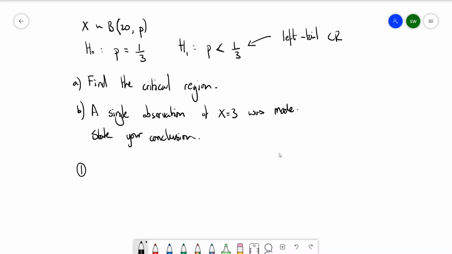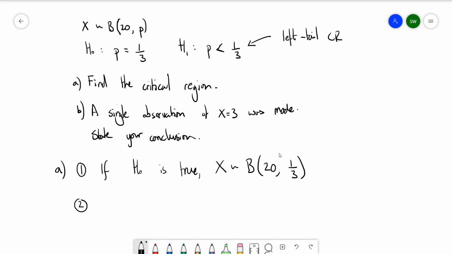So the first step for finding the critical region, and this will almost always be your first mark, is to say: if H0 is true, what distribution does X follow? So X would be binomially distributed with 20 trials, and the probability of success would be a third if H0 is true. So you just need to put that probability from H0 in there.